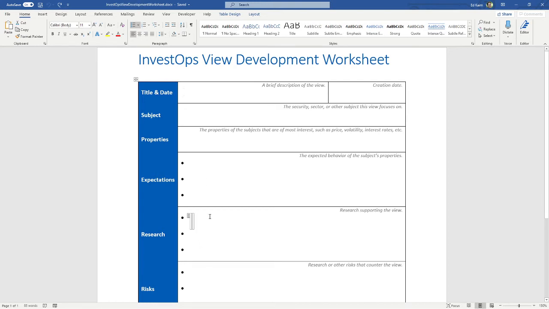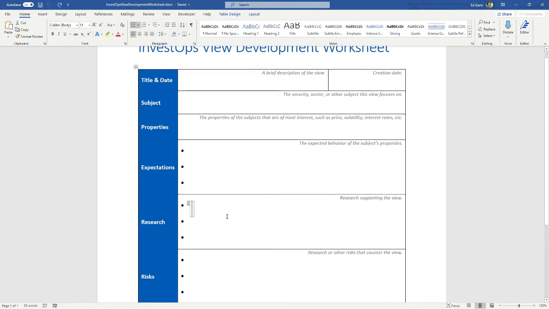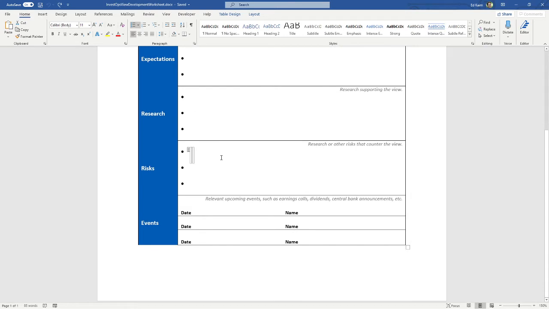These documents just have a few bullets in them. You can obviously extend them as much as you want. You can add new fields, do any of that stuff. You also want to talk about your research and the risks that you see in the investment. And then finally, any events coming up, like earnings announcements and so on.